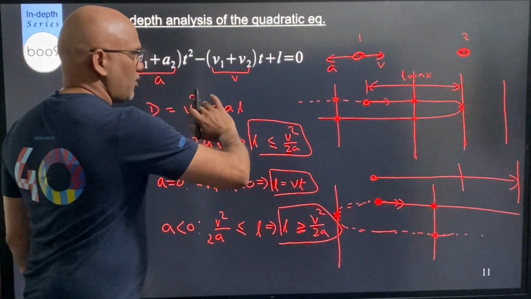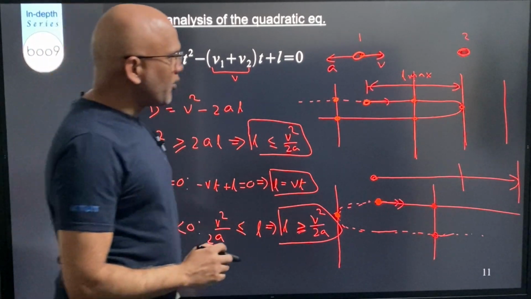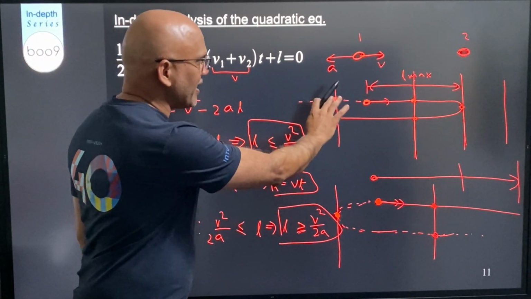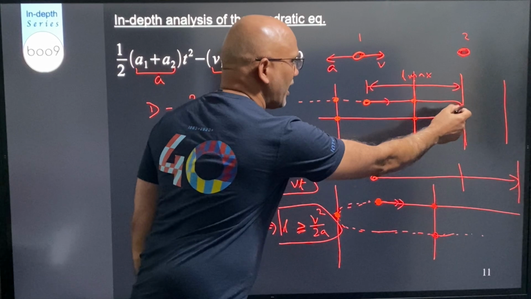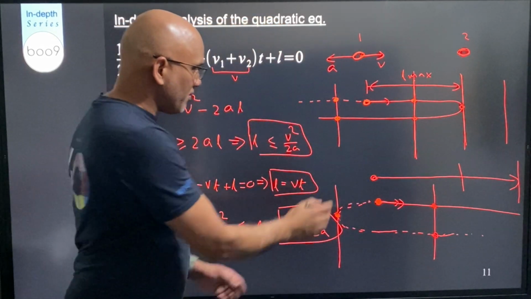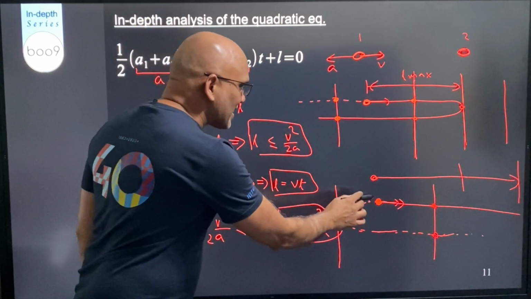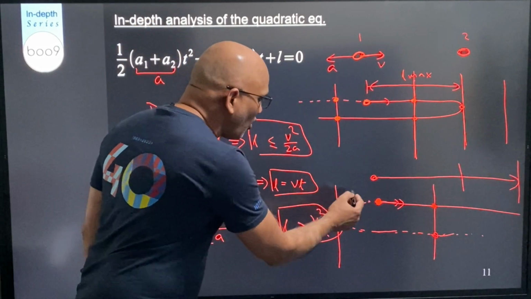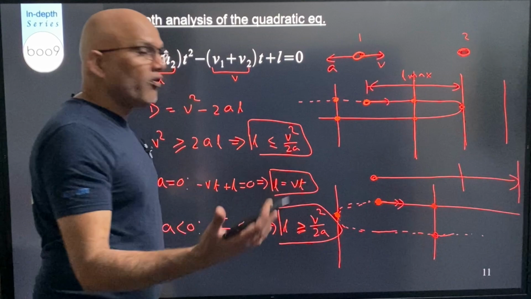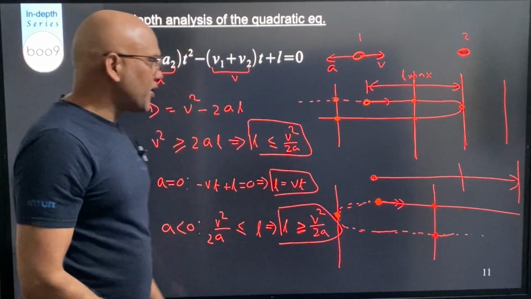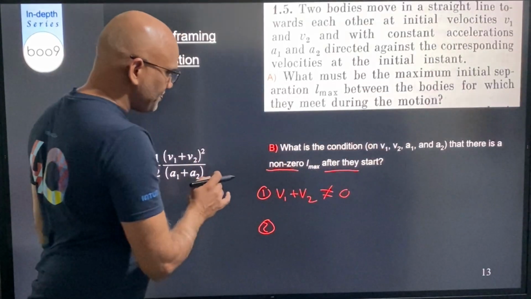So if you go back here, you can see that in this case, right, there is a non-zero Lmax after they start. But for this case, when A is equal to 0 or when A is less than 0, there is no value of Lmax after they start, right? So that's what it is here.